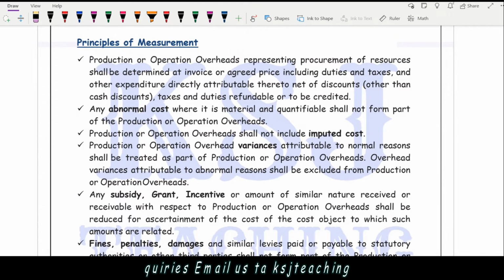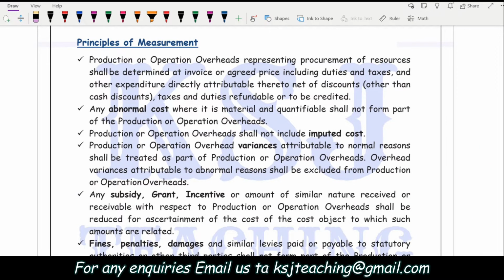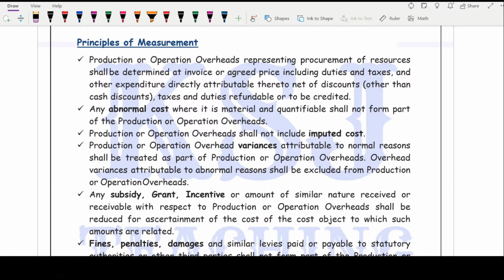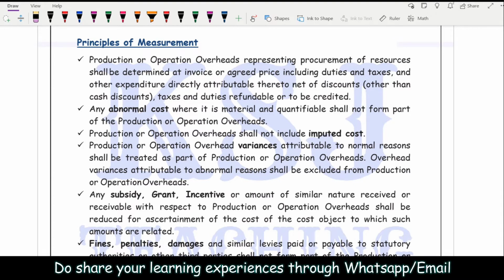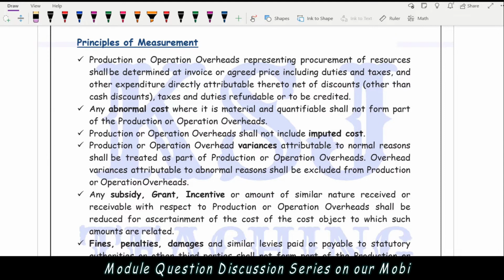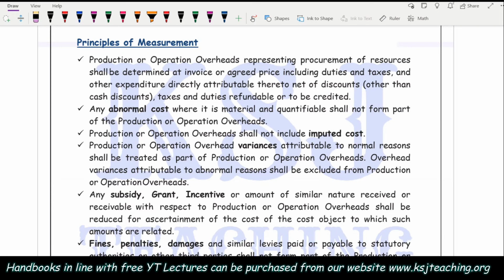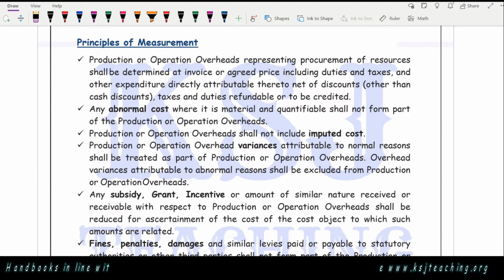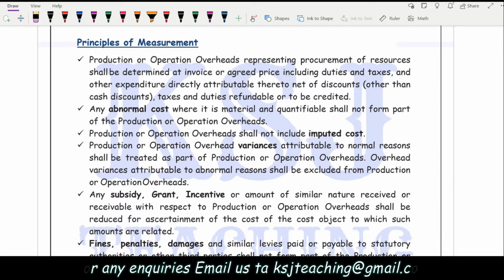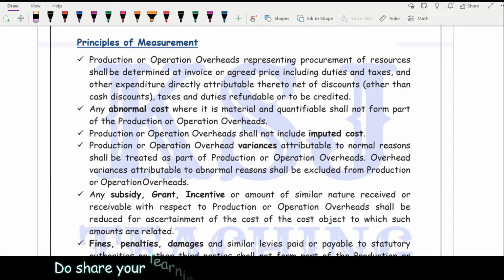Now, the principles of measurement tell us how we have to deal with the various items while calculating the factory overheads, right? If there is an abnormal cost, how to deal with it. If there is a normal cost, how to deal with it. So these principles tell us about the various items which might not directly be production overheads, but are related to production overheads. So how we have to deal with those items, okay?